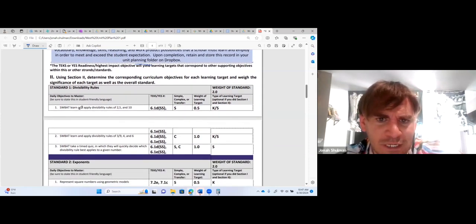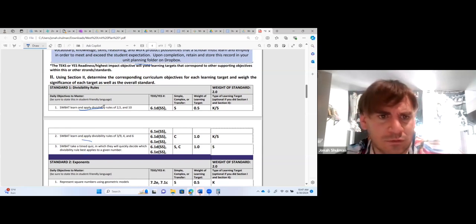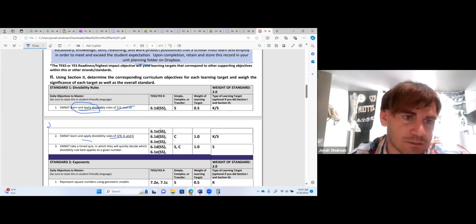These are daily objectives. I really like this. So divisibility rules, this is what they're going to do every day. So this is what I mean by planning it out. So the first, they just learn and apply the rules of certain numbers. They don't do all the divisibility rules. Then they do these numbers. So they're breaking down this standard, divisibility rules, 6.1, into not one lesson, but 3 lessons. That's a good unit plan.